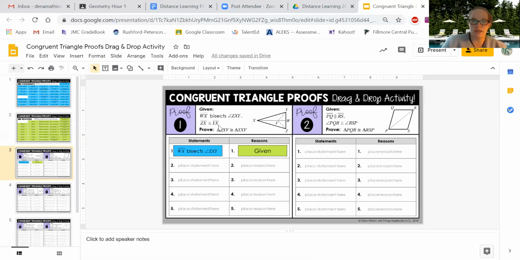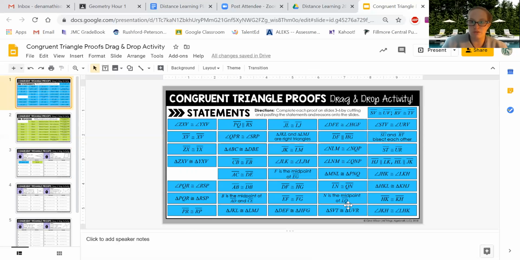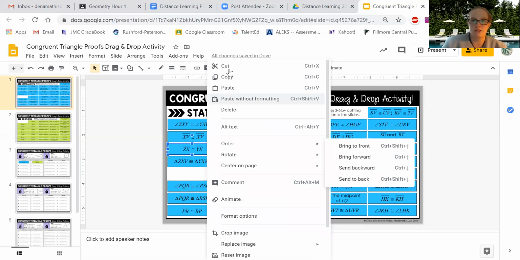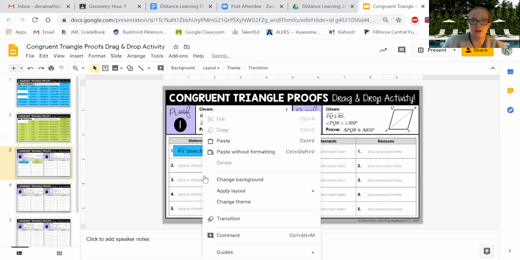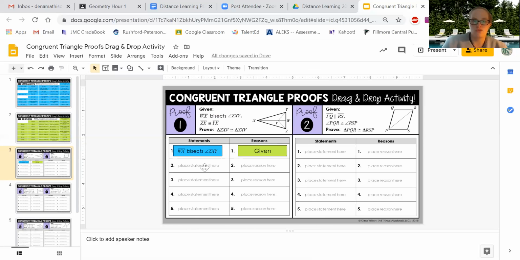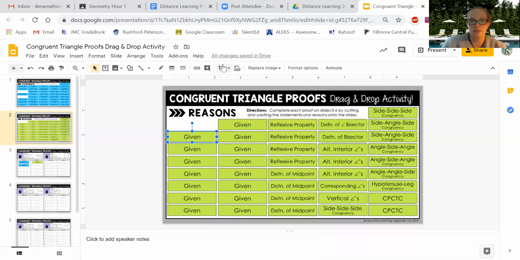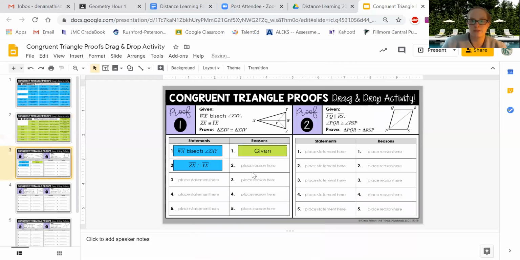Now I'm going to do the second one. ZX is congruent to XY. Jump back to the blue ones. I'm looking for ZX is congruent to XY, and I see that here on the first column. I'm going to cut, paste it here, and drag it into the right spot. And then I'm going to find given again. So we're going to go here, and I'm going to cut, paste, and drag that into the appropriate spot. Okay, so then I'm out of givens. There were only 2.